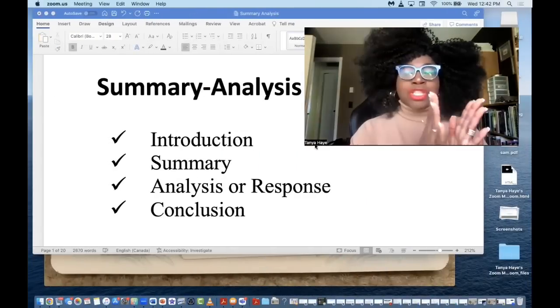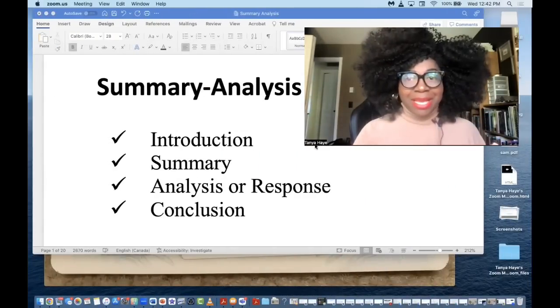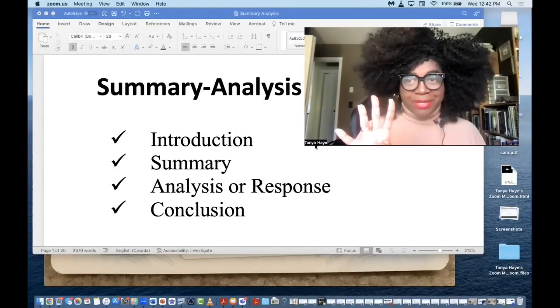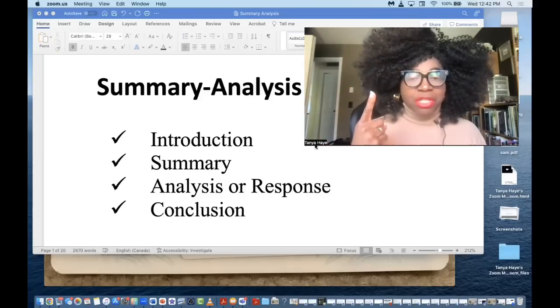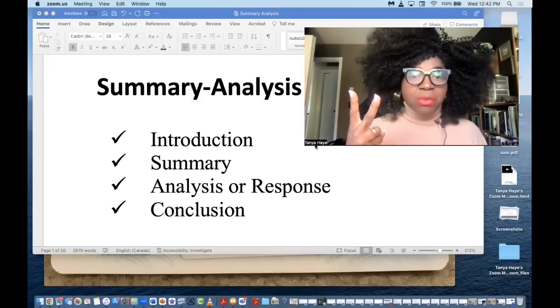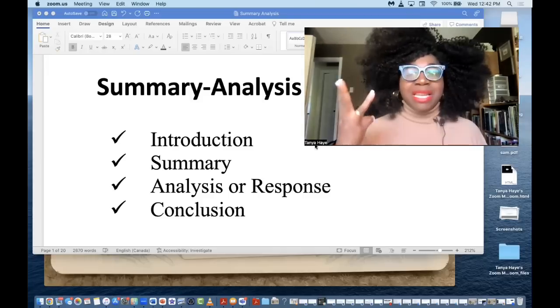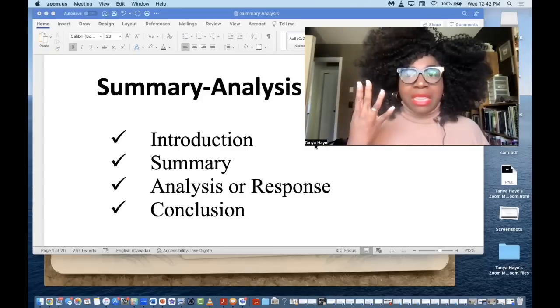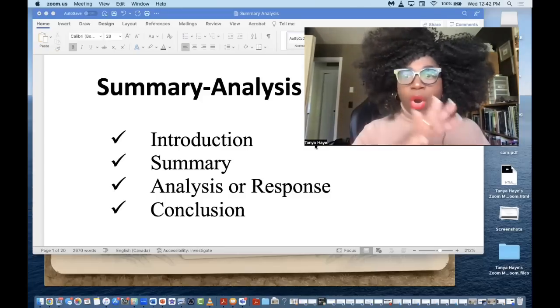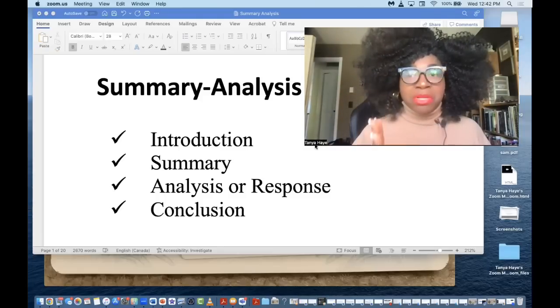Okay, so the summary analysis essay has 4 parts. So keep that in mind as you write. First, you have an introduction, then you have a summary, then you have the analysis or the response, and then you have the conclusion. All 4 parts must be there.